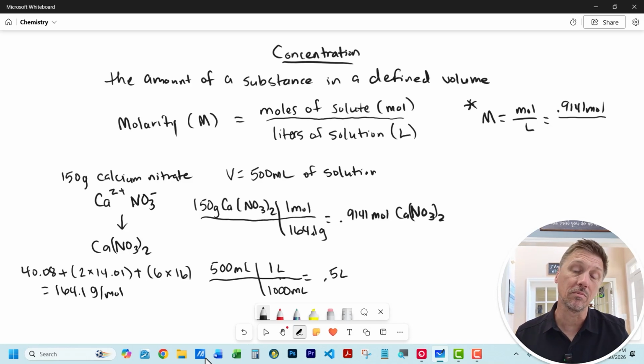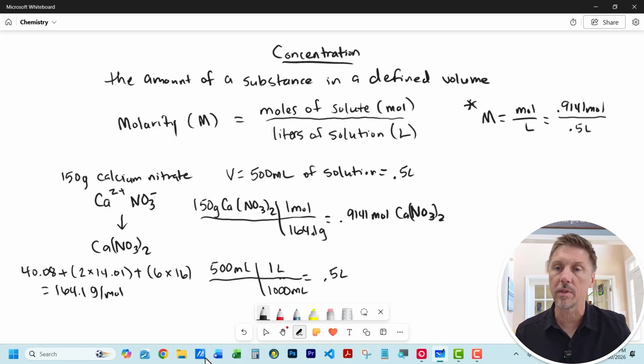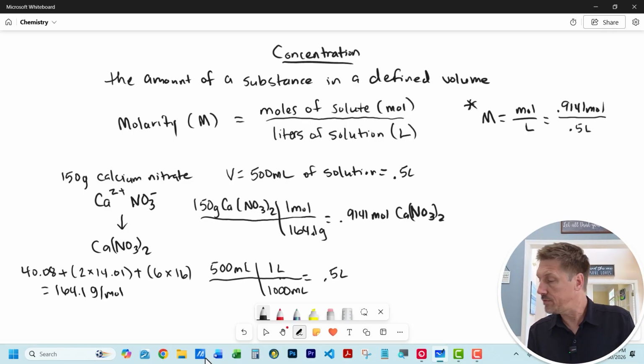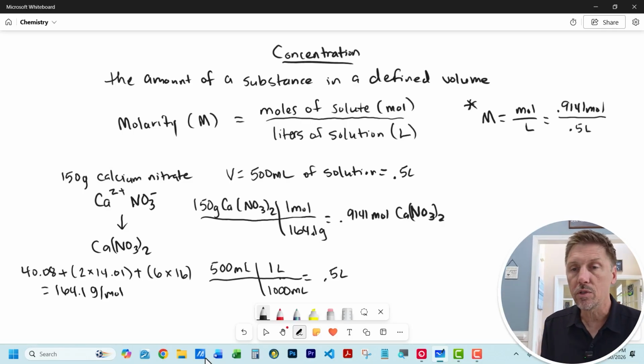And so, knowing that there's 1,000 milliliters in a liter, if I want to convert to liters, I would just move my decimal place 3 places to the left of the 500 here and say 500 milliliters is equivalent to 0.5 liters, right? Which is exactly what we found down here. So that's what we're going to put on the bottom of our formula right here. So all we have to do now is just do the math with that.